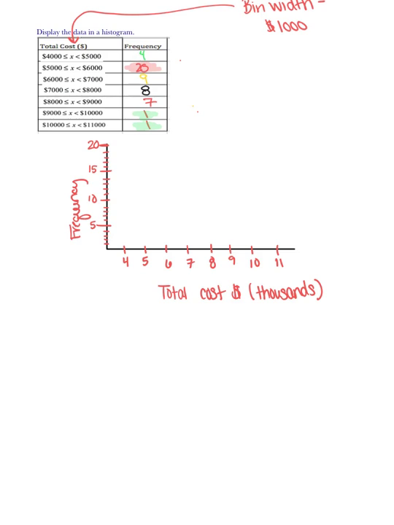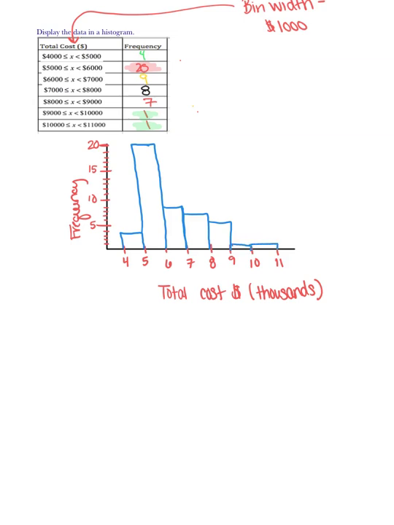So from 4 to 5,000, in this bin, I need it to go 4 units high. Then in the next bin, I need it to go all the way up to 20. And it's important that you try and make these as equal width as possible, since we are using equal widths. And all histograms should use equal widths. The next one from 6 to 7,000 is 9 units high, then 8 units high, then 7 units high, and the last 2 are both 1 unit high.